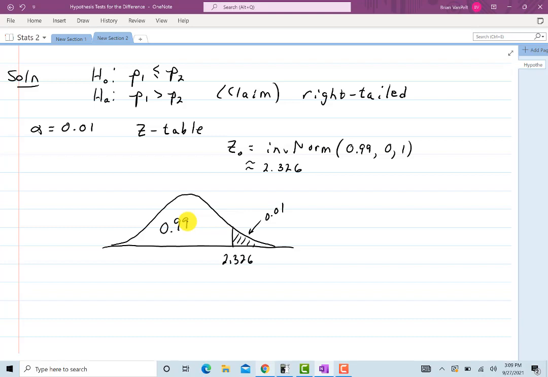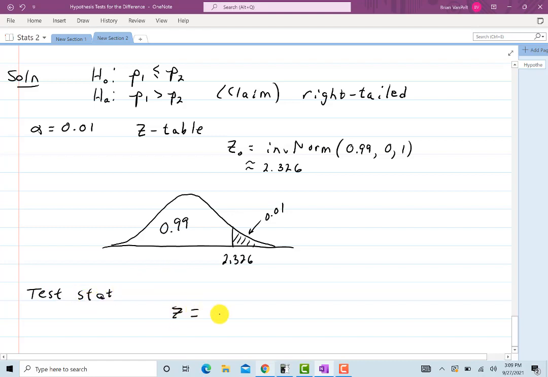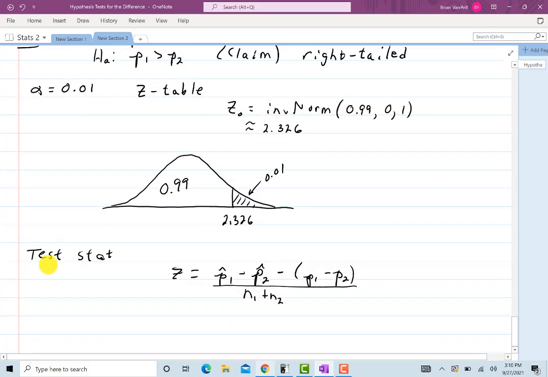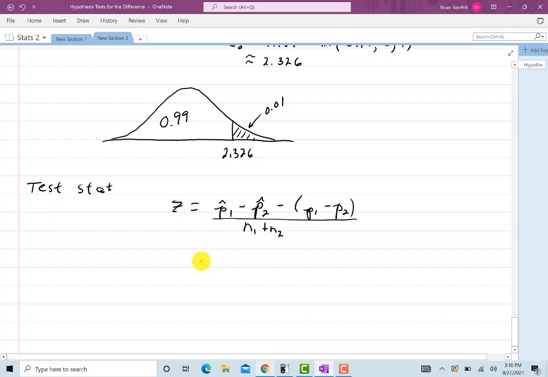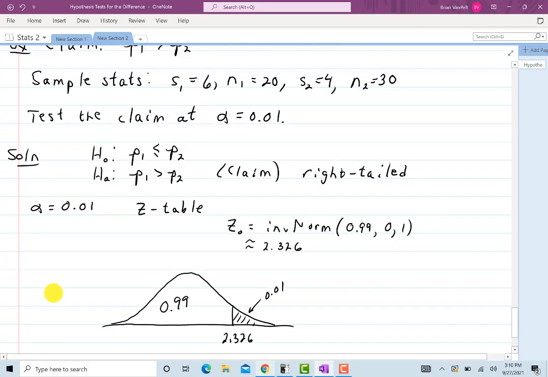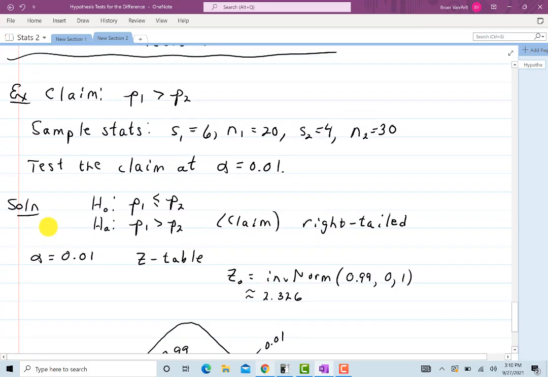Now let's compute our test stat. So in this case, Z equals P1 hat minus P2 hat minus P1 minus P2 all over N1 plus N2. This equals my P1. I don't really have it. Let me come back here. I also made a mistake here, so let me fix that while I'm thinking of it. I used the letter S instead of X. These were the X's that I was talking about before.